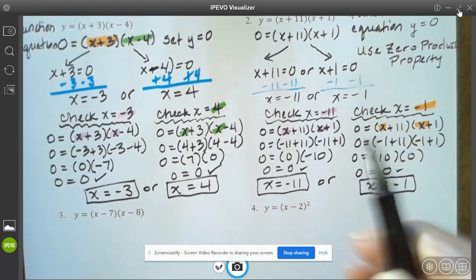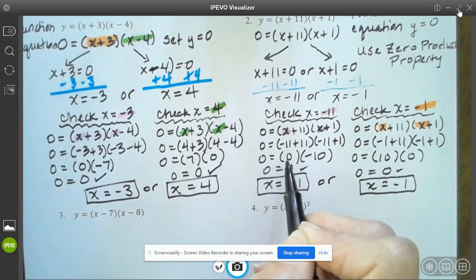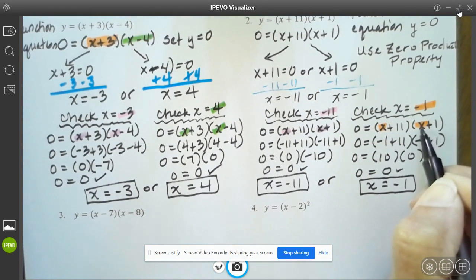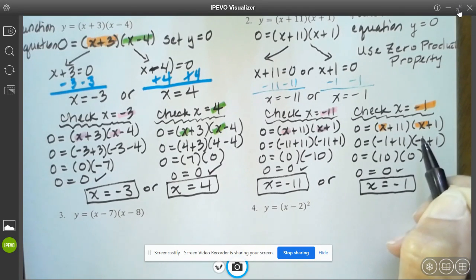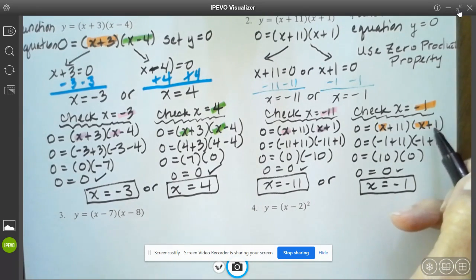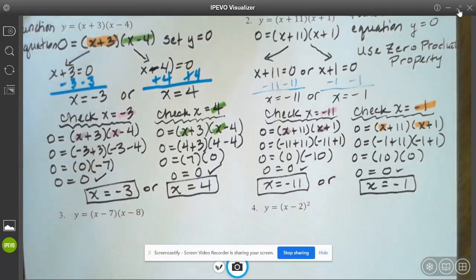Remember, opposites add to 0. So here, negative 11 plus 11 was 0. Over here, the opposite of positive 1 is a negative 1, because when I add opposites together, I get 0. So the pattern is your solutions are always opposites of the constant number that's in your original binomial.